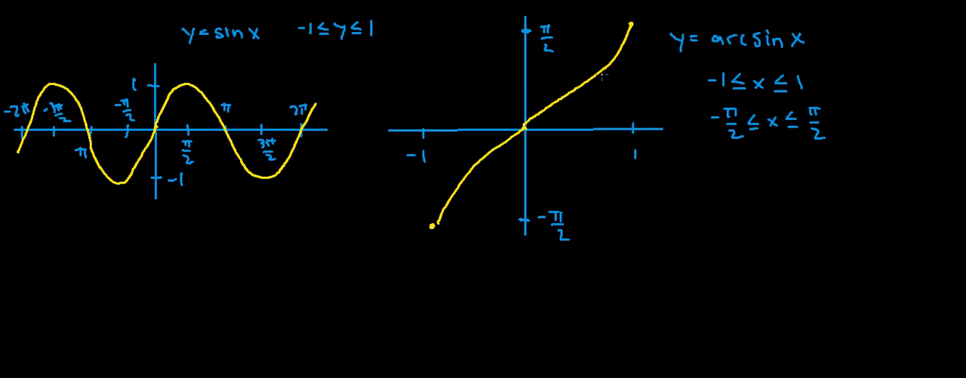Because when I switch the domain and range, now I would not have a function if it continued going back down this way. If it continued back down, then it would not be a function. So it needs to be restricted.